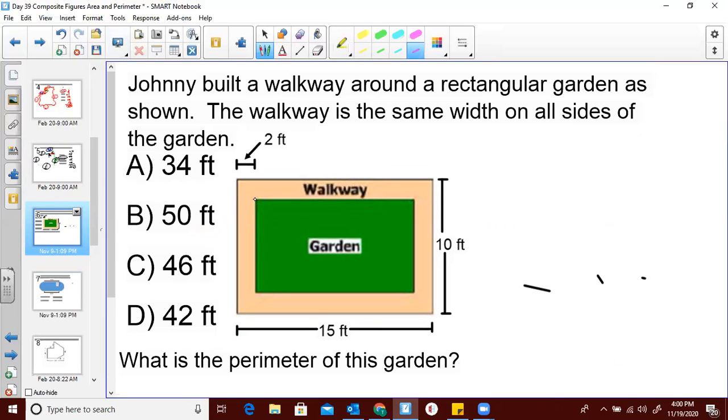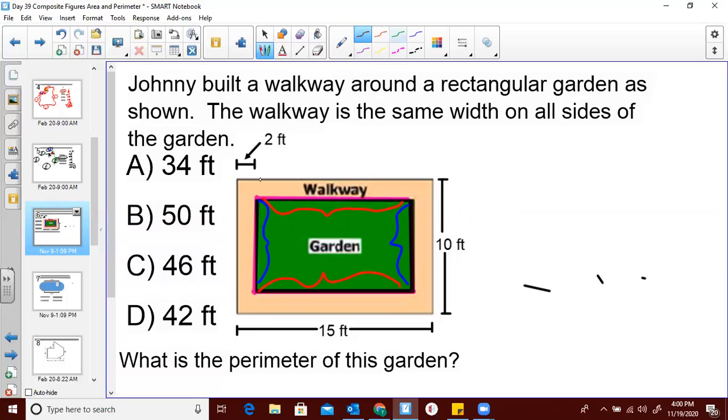And we're looking for the perimeter of just the garden, right? Just the garden. So we're just looking for this. Well, the values that they give us, though, are for the entire walkway, including the garden. But we don't need all of that. So what we need to find out are what these sides equal and what these sides equal. And I can tell you that the top and bottom are going to equal the same, and the left and right are going to equal the same.